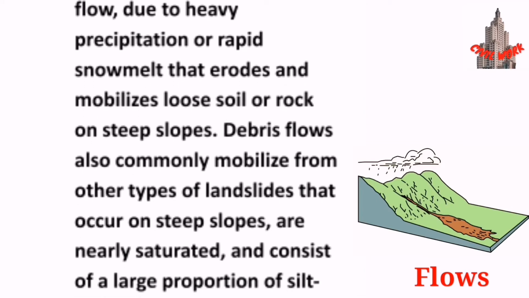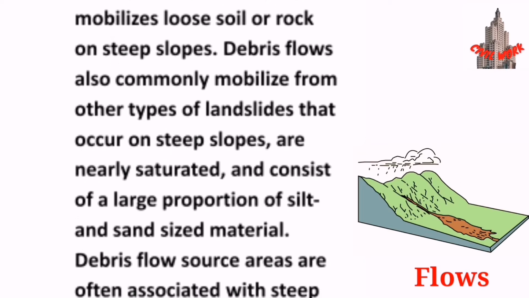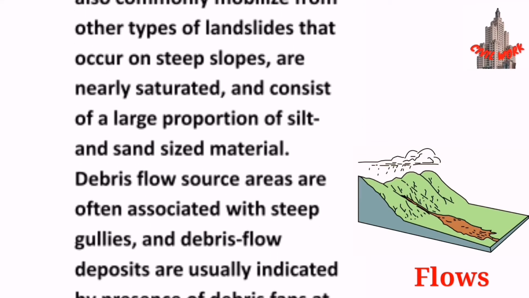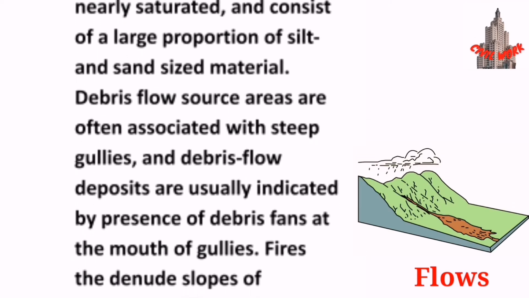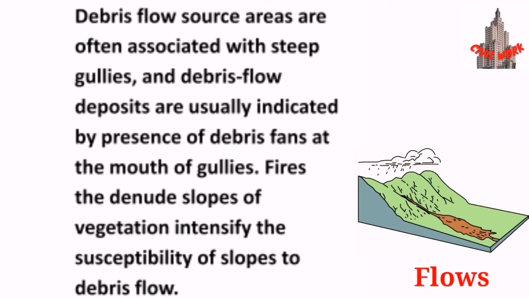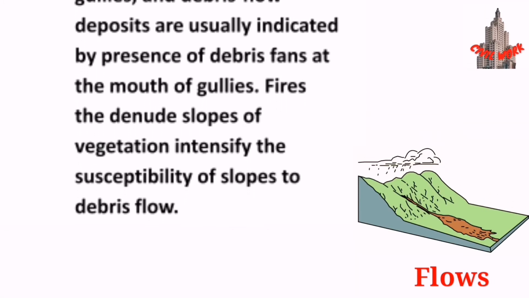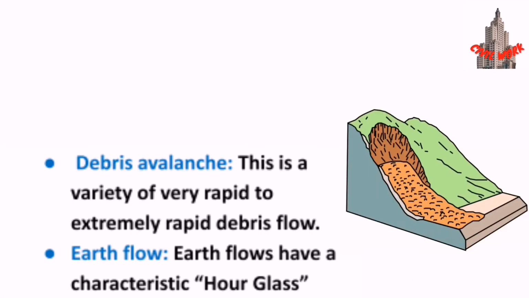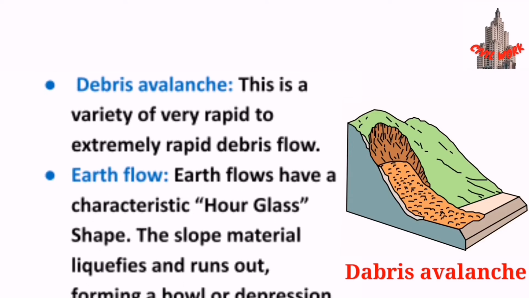Debris flows also commonly mobilize from other types of landslides that occur on steep slopes, are nearly saturated, and consist of a large proportion of silt and sand size material. Debris flow source areas are often associated with steep gullies, and debris flow deposits are usually indicated by the presence of debris fans at the mouth of gullies. Fires, which denude slopes of vegetation, intensify the susceptibility of slopes to debris flow. Debris avalanche. This is a variety of very rapid to extremely rapid debris flow.